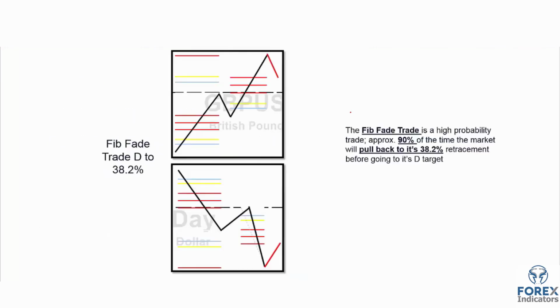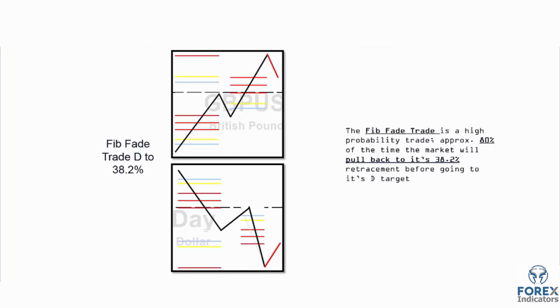So let's explain how this works. This setup actually often works, if you do it in the correct way, 90% of the time. 90% of the time you're going to get a pullback to the 38.2% Fibonacci level when you hit this D target up here. So let's look at the strategy and explain how this works.